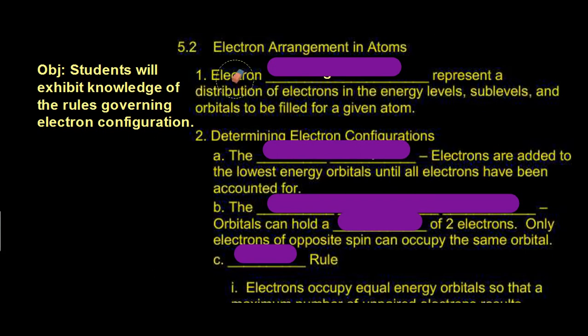And so, the electron arrangement in atoms is all about how electrons arrange themselves around the nucleus of the atom, but they sort of build themselves up from the nucleus in a very particular way. Again, these are called electron configurations, and they represent a distribution of electrons in the energy levels, sublevels, and orbitals to be filled in a given atom.